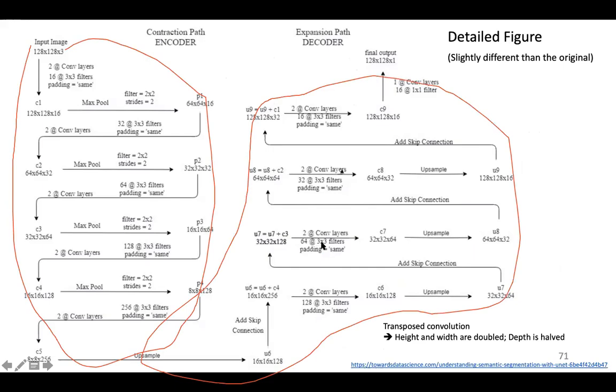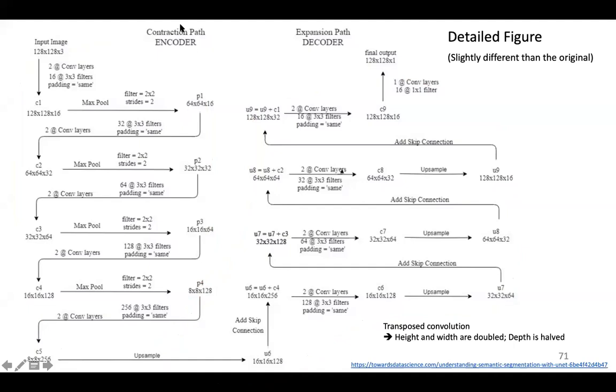It has a bit more detailed explanation, so let's take a look at it. It starts with a plain 128 by 128 by 3 image. So we have a colored RGB image instead of the black and white one used in the original UNet paper. So 128 by 128 by 3, and it goes through.